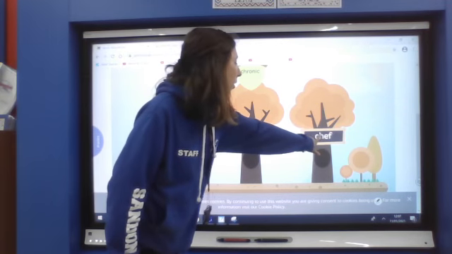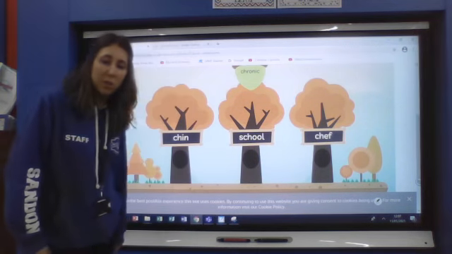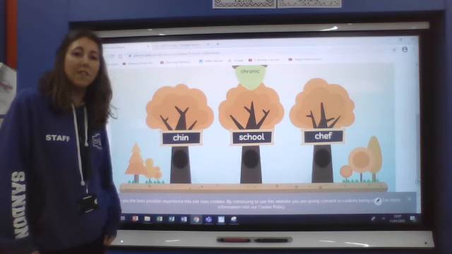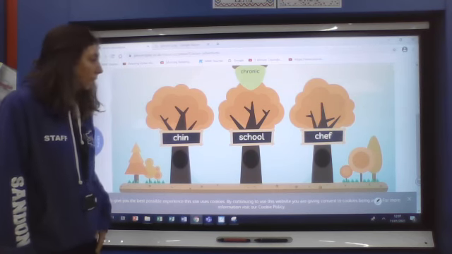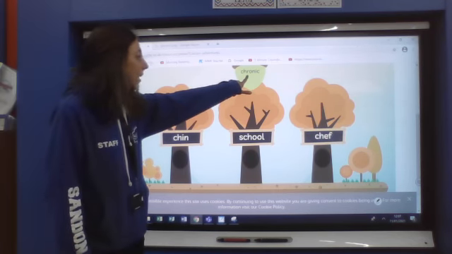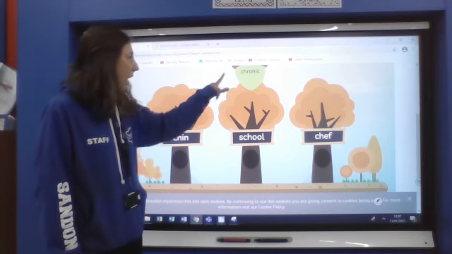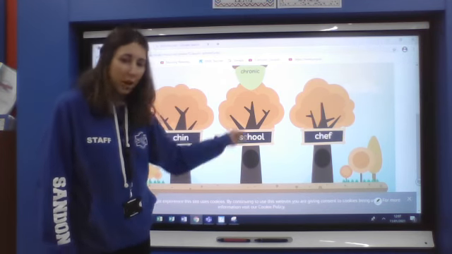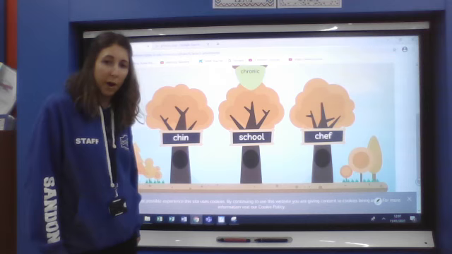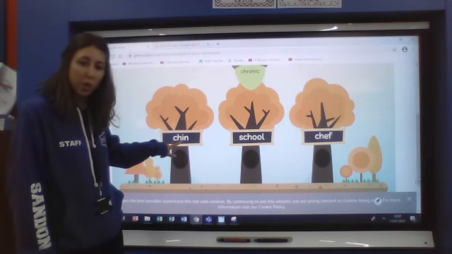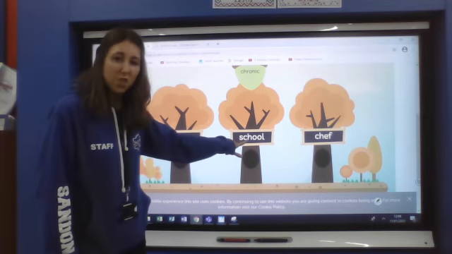And then the last one is the word chef. So those are the sounds we're practicing today where the CH makes the sh sound. And then what it gives you on an acorn is a word with the CH grapheme, and you've got to try to decide which way you would pronounce it.